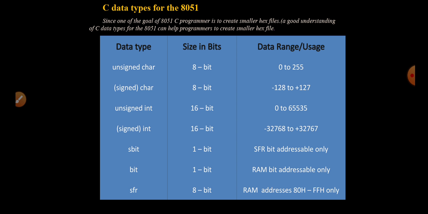Since one of the main goals of an 8051 C programmer is to create smaller hex files, a good understanding of C data types for the 8051 can help programmers to create smaller hex files. So the C data types which are supported by 8051 are mentioned in the table, right? The first one is your unsigned character. 8051 is an 8-bit microcontroller. The character data type is the most natural choice for many applications.